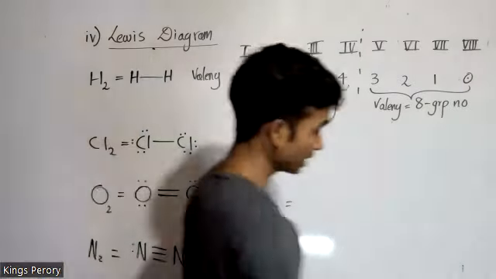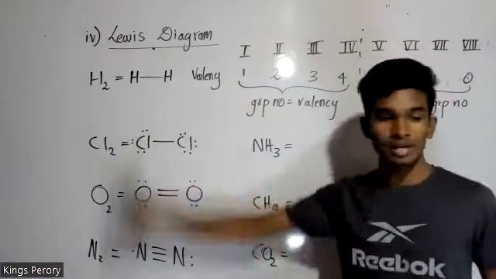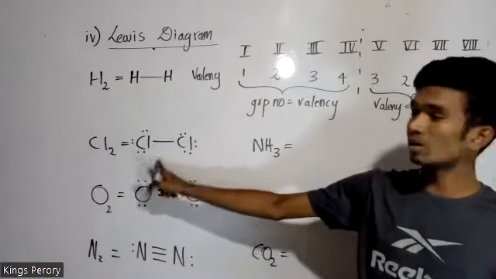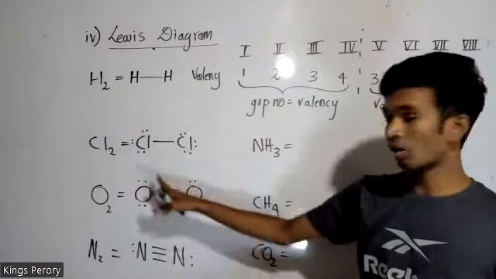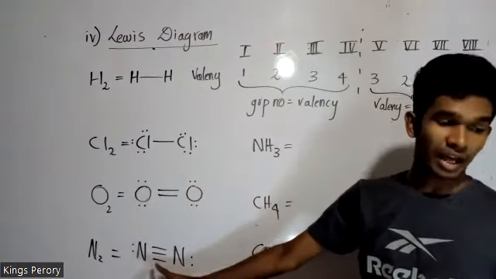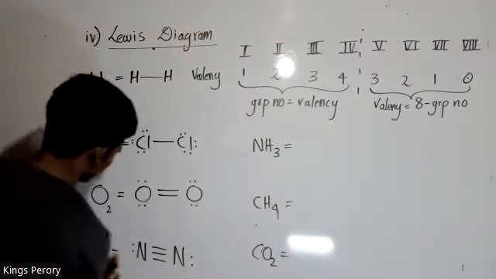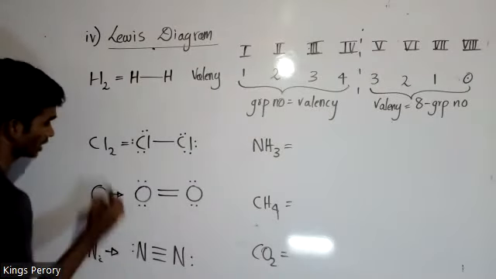If you can't remember the method of how to draw this, memorize these points. Very easy, no? Hydrogen single bond, chlorine single bond, 6 electrons remaining. Oxygen double bond, 4 electrons remaining. Nitrogen triple bond, 2 electrons remaining. So don't get confused with this arrow.